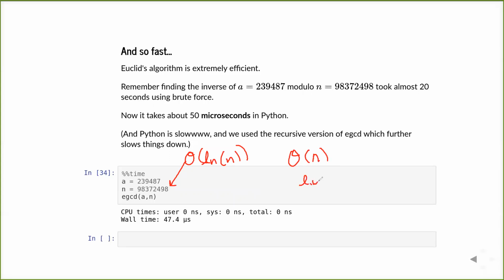And you know the limit as n goes to infinity of n over natural log of n is infinity. So for big numbers, the stupid approach is sort of infinitely worse than the smart approach. It's kind of amazing that Euclid figured that out so long ago, or whoever the source was.